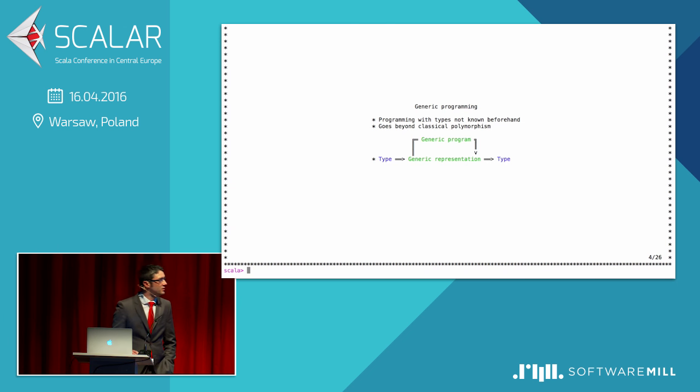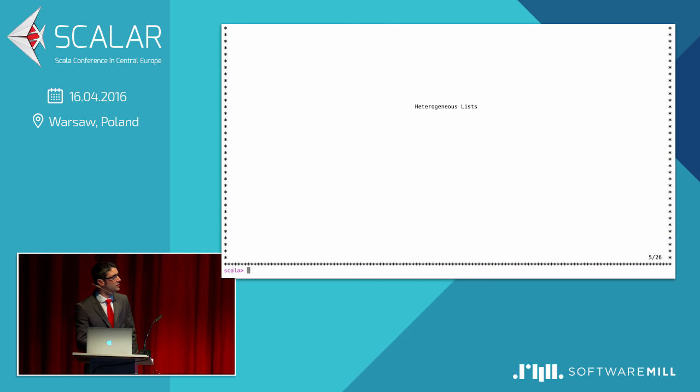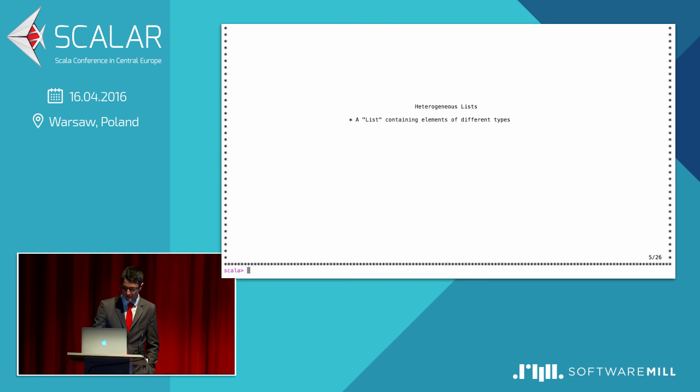Of course, Shapeless is not the only way to do generic programming. You can do generic programming with the Scala Reflection API, where the generic representations are the types of the Reflection API. But of course, nobody wants to work with the Reflection API. So, Shapeless. One of the basic blocks of the generic representation in Shapeless is the heterogeneous list, or HList for short. It's a kind of list that can contain elements of different types.